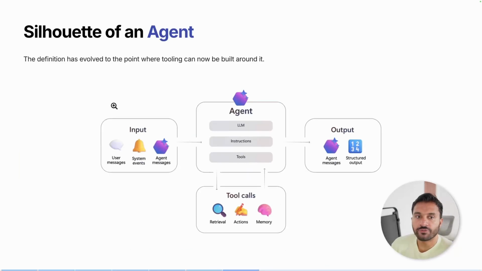The definition of an agent has evolved to a point where we can build tooling around it. Now, we know what an agent is. An agent usually has an LLM and some instructions and some tools it can use. As the inputs, it can get some natural language inputs, and it outputs some natural language. It could be even real-time speech. So this is the high-level idea of an agent.